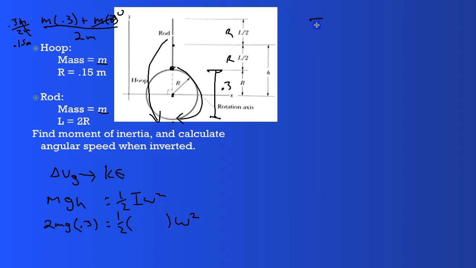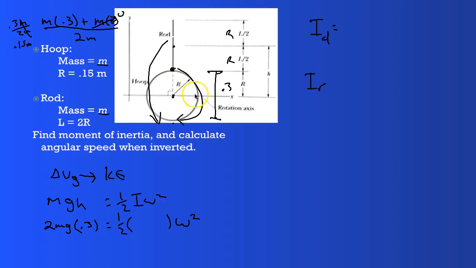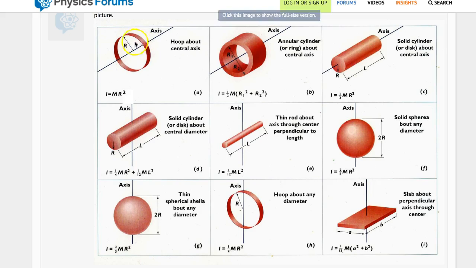So to find I, we need I for the disk and I for the rod. We'll start with the disk, or it's actually a hoop. When we do moment of inertia for a hoop like this, we have two options. We have this option where it's rotating about a central axis, perpendicular to the radius, whereas in this case right here, we have an axis that is parallel to the radius. And in the case that we're looking at right now, it's going to be this one.